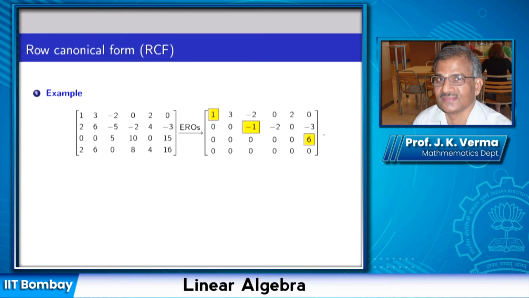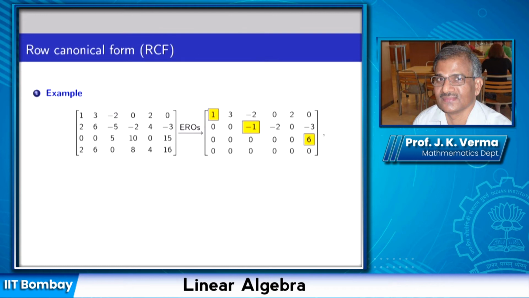Let's look at an example. Look at this matrix with 4 rows and 6 columns, and we apply elementary row operations and get the matrix in row echelon form. This matrix has 3 pivots: 1, -1, and 6. It is not in row canonical form because the pivots must be 1 for a matrix in row canonical form, and the entries above the pivots and below the pivots should be equal to 0. Already it is in row echelon form, so entries below the pivots are equal to 0, but now we want to convert the entries above the pivot into zeros.